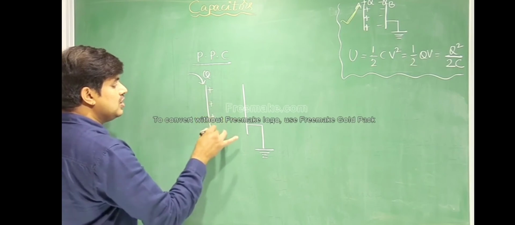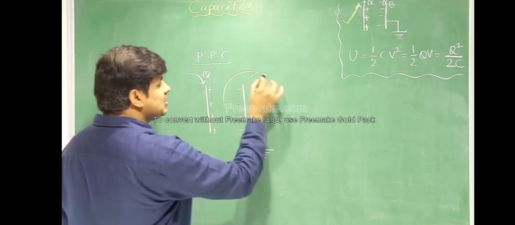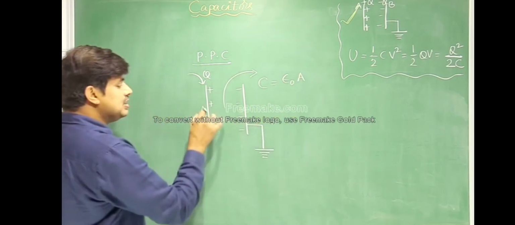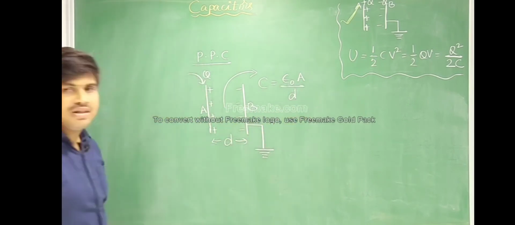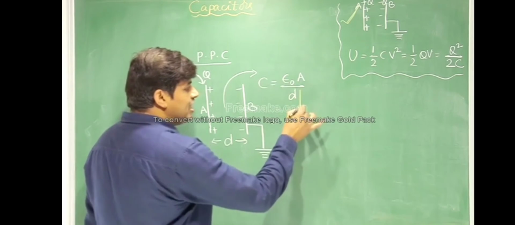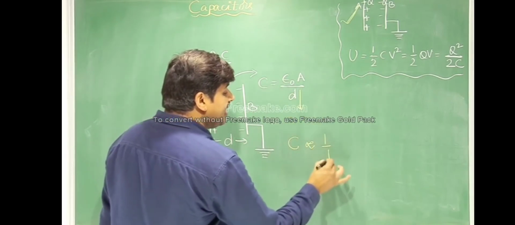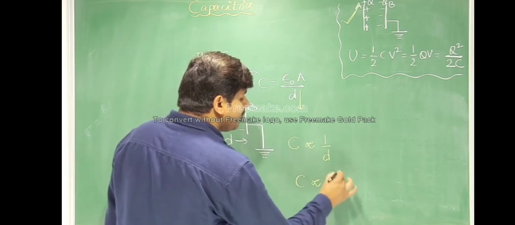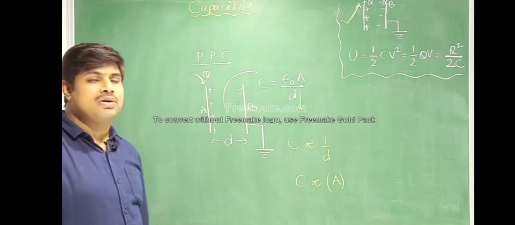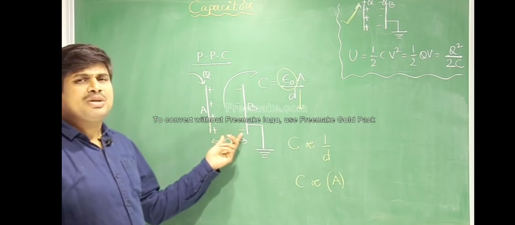So charge will be stored on the inner faces as shown, and this capacitance is said to be epsilon naught A upon D, where A is the area of each plate and D is the separation between the plates. Okay, now dear students, if you reduce D, what happens to capacitance? Capacitance varies inversely with the separation between the two conductors. Capacitance is proportional to the area of each conductor, and capacitance also depends on the surrounding medium. Surrounding medium means the medium that is present between the two conductors.